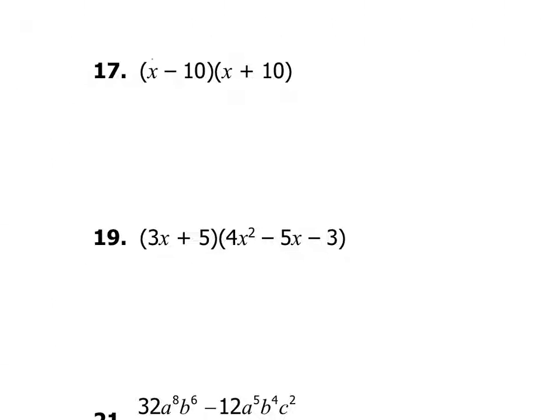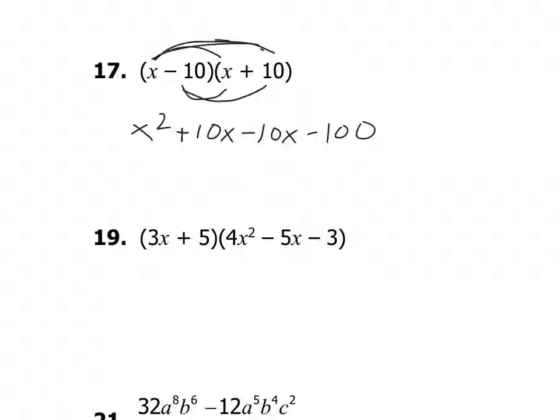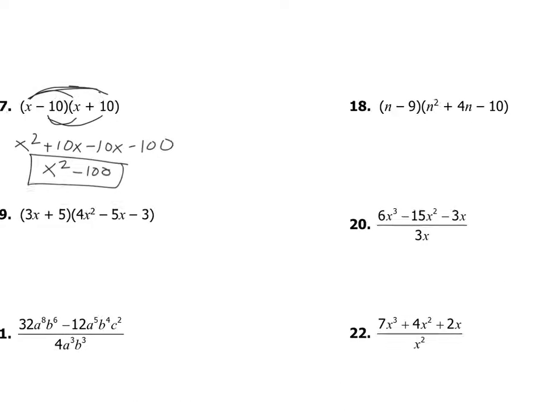FOIL again. And if you remember those special rules that I taught you, I know we kind of rushed through them, but if you remember those special rules, you could use those special rules as well. But if not, just use the FOIL, and that'll always work as well. So that would be x squared minus 10x, I'm sorry, plus 10x minus 10x minus 100. And if you combine all the like terms, you get x squared minus 100. Luckily for us, that's already in standard form.